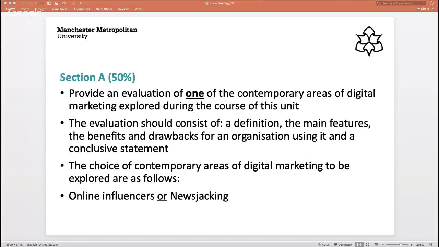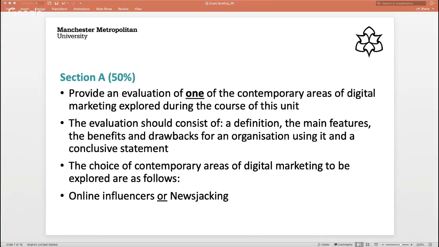So you're going to have to use some of these drawbacks and some of these benefits and then come up with a conclusive statement of, is this a really good digital marketing tool for people to use as an organisation and as a client, or would you recommend a different tool over it, and why? So you're going to have to be looking at those different things. So that's section A.